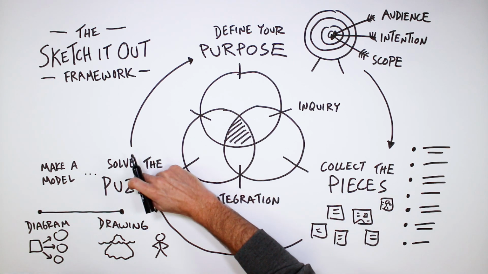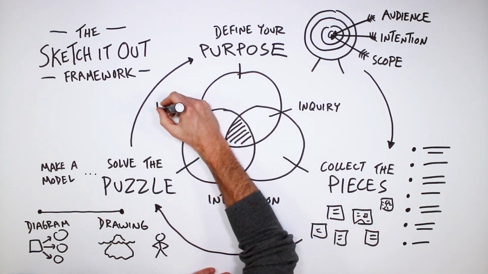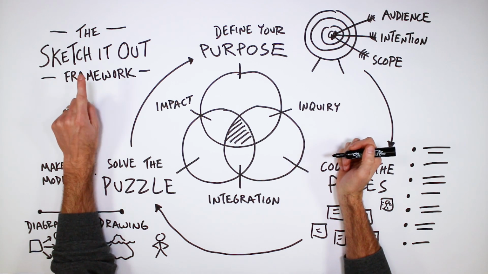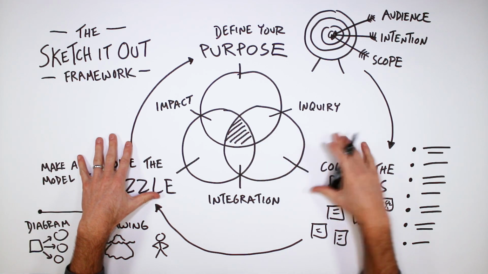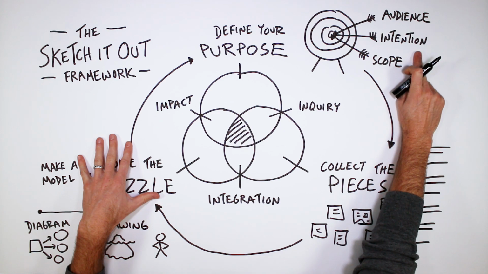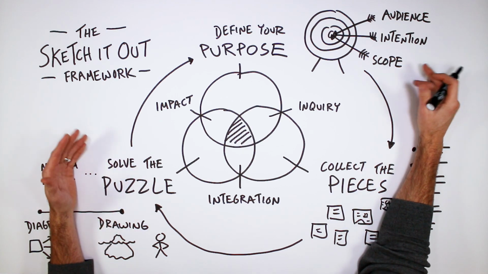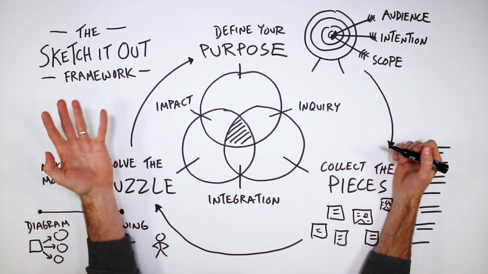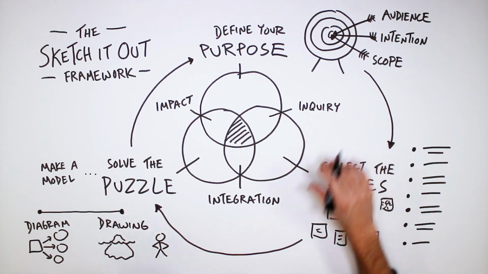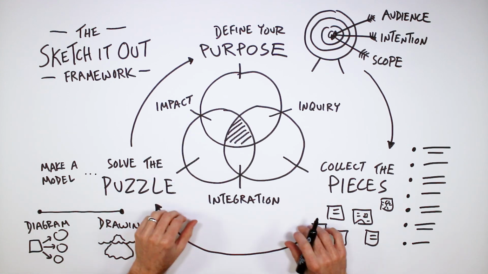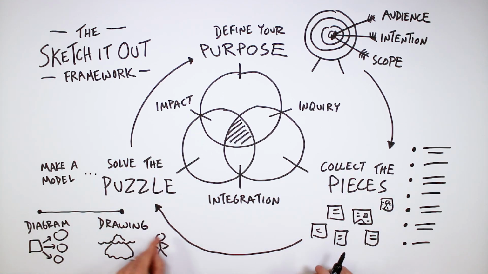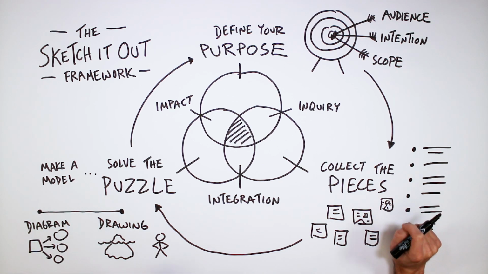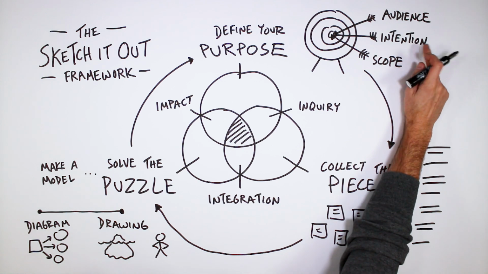Because in this intersection, from solving the puzzle to defining your purpose, this is where you consider the impact. The impact of the sketch you created, the model that you made. Does it actually help you think through the problem that you're trying to solve? Or understand the topic that you're learning about? Or effectively share an idea that's really important that you want the audience in front of you to understand? And if it doesn't achieve that intended impact, that's when you might revisit these two stages here and try reworking the puzzle. Test out a different model. Add or remove some pieces and see if that results in an impact that's more aligned with your intention.